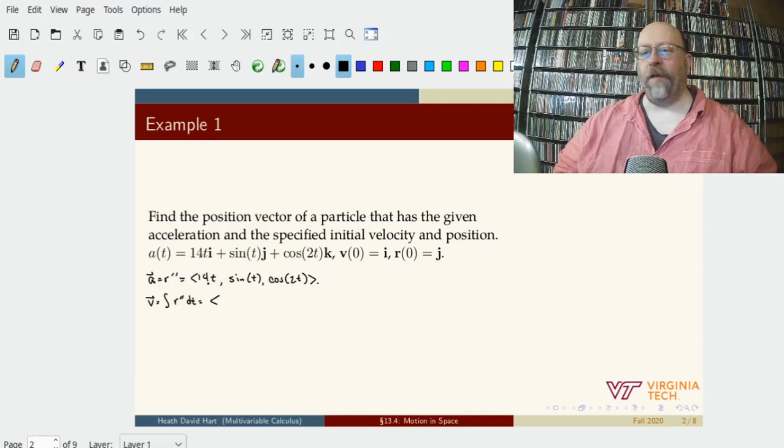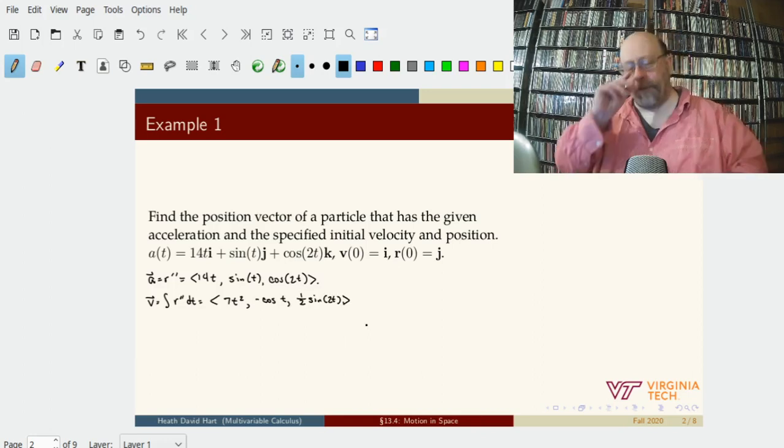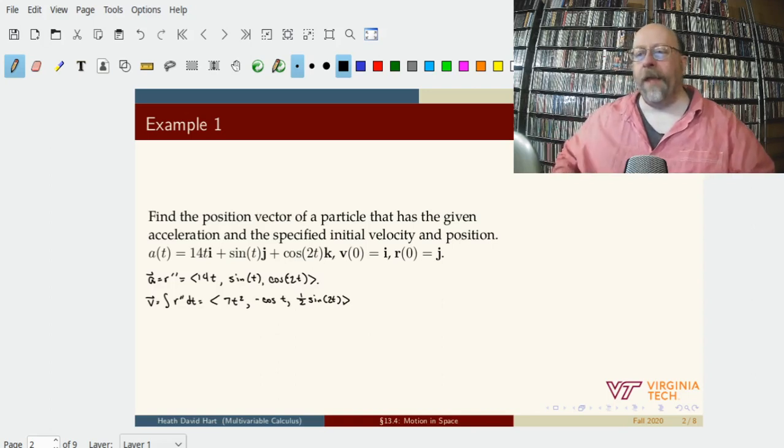So when we integrate 14t, we get 7t squared. When we integrate sine of t, we get negative cosine of t. And when we integrate cosine of 2t, we get 1/2 sine of 2t. This is a u substitution problem where we have to set u equal to 2t, and then du becomes 2 dt, and then we have to take out a 1/2.